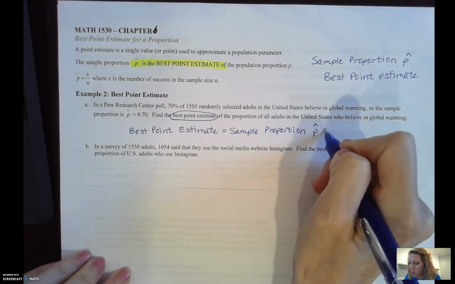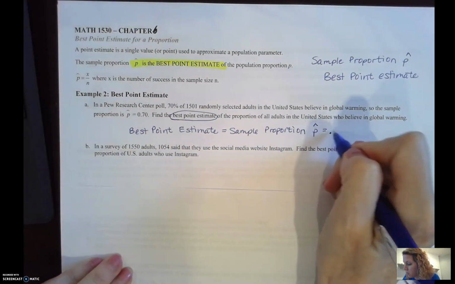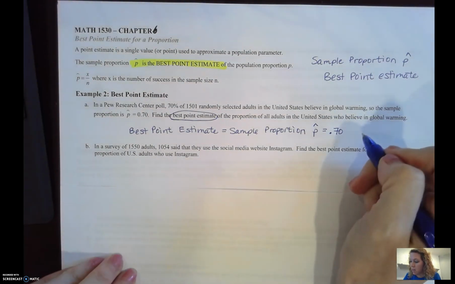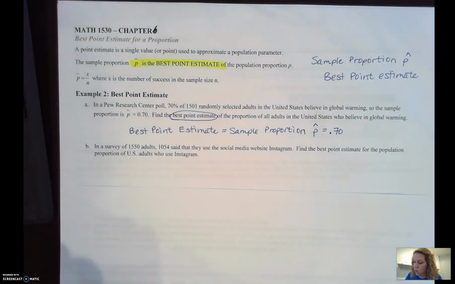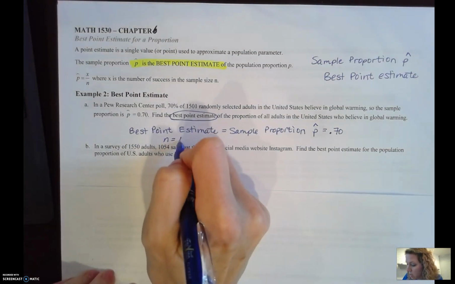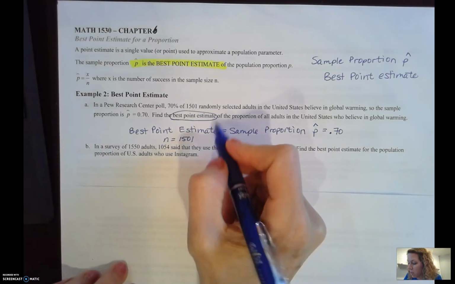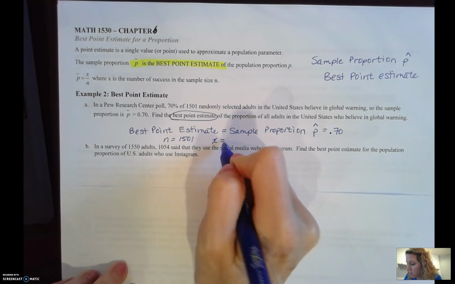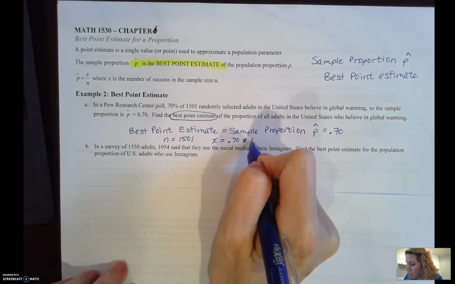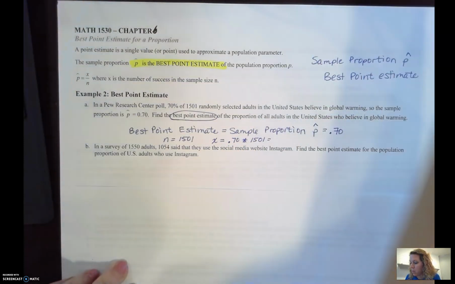In this case, our sample proportion is given to us. P hat is 0.70. If you wanted to construct it as x over n, to find what x is, we know what n is. N is going to be the total sample size, 1,501. To construct what x is, you're going to have to take 70% or 0.70 times the 1,501.